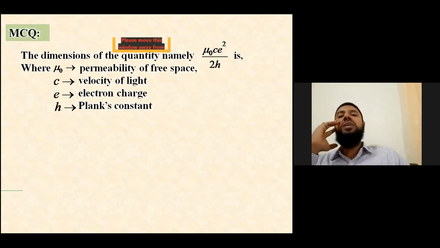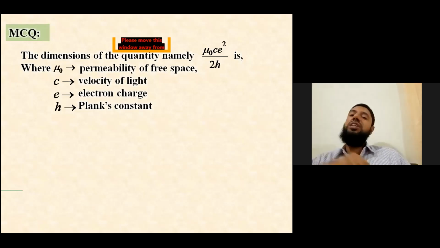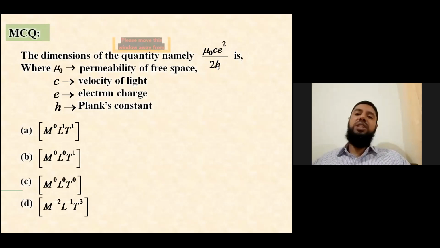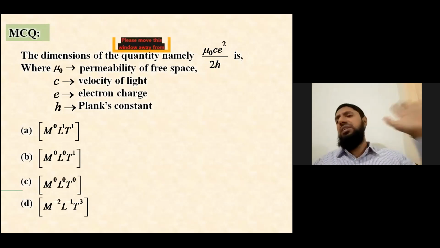μ0c² by 2h, where μ0 is the permeability of free space, c is the velocity of light, e is the electron charge, and h is the Planck constant. He has just defined it. Then which physical quantity is this? μ0c²e² by 2h. We don't know. We have to find the dimension formula for this physical quantity. Then what are the options? The options have been given: A, B, C, D. How to solve this? One method.